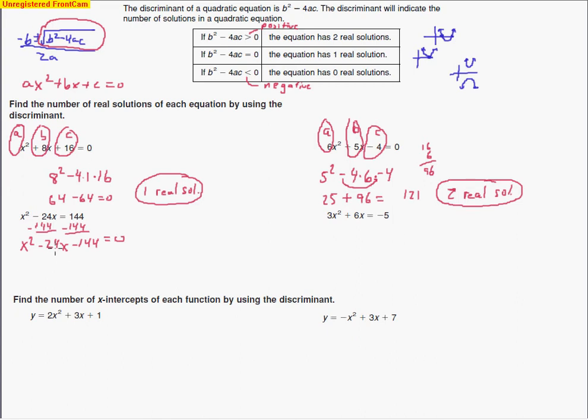So we have to go negative 24, and that's being squared, minus 4AC. So A is 1 and C is negative 144. So you see again, A and C are opposite in sign, so I know I'm going to end up adding those two numbers together. So this makes a positive. 576 is what we get when we multiply out 24 times 24.